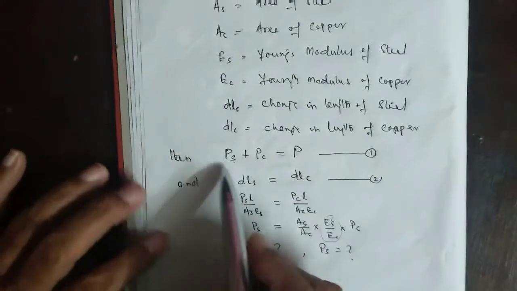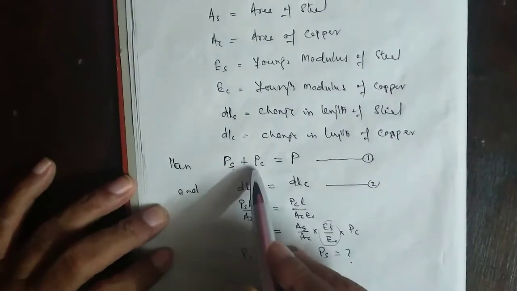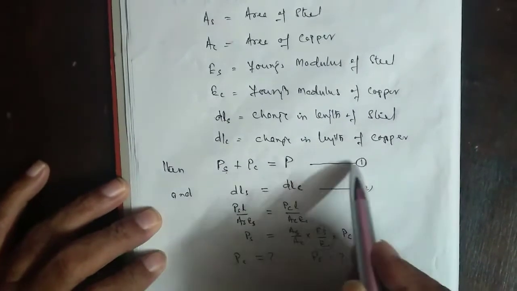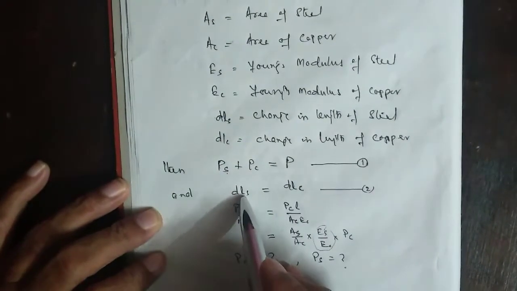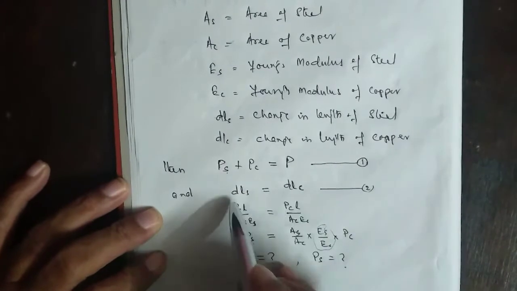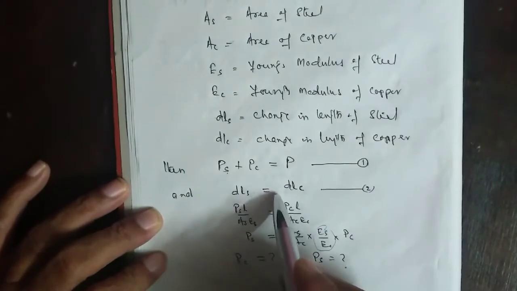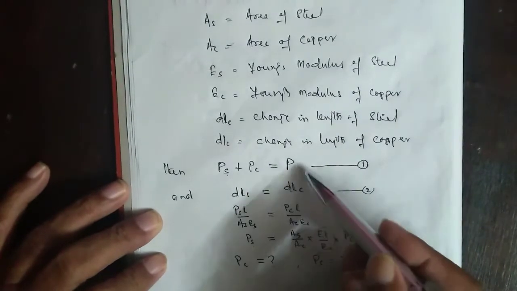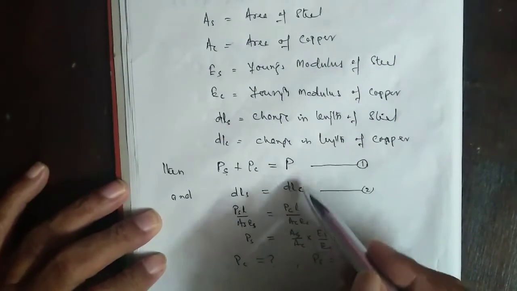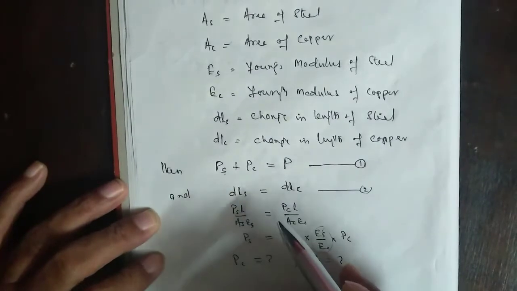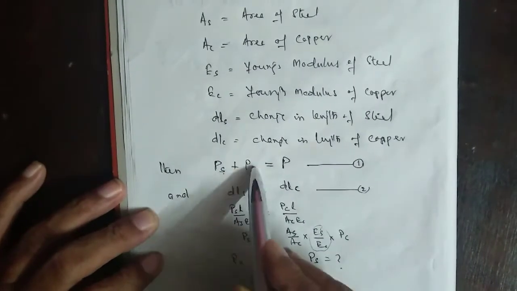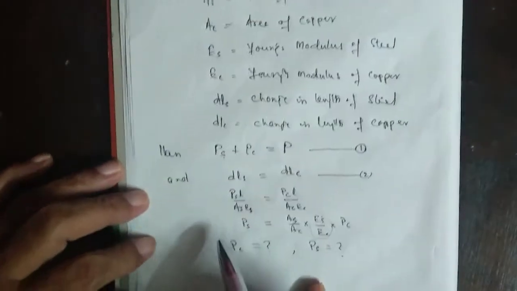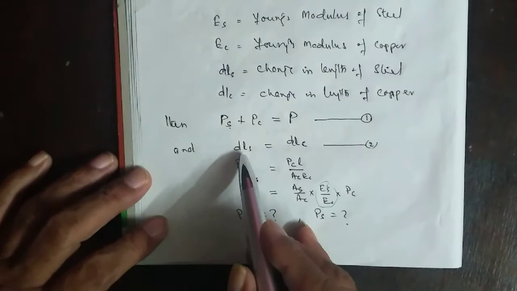Then PS plus PC, that is load in steel plus load in copper, is equal to the total load. This is equation number 1. And DLS is equal to DLC, that is, change in length in steel is equal to change in length of copper. This is equation number 2. Now these two equations hold the key to the solution of the problem. Load will be shared, the elongation will be the same. This is the concept.